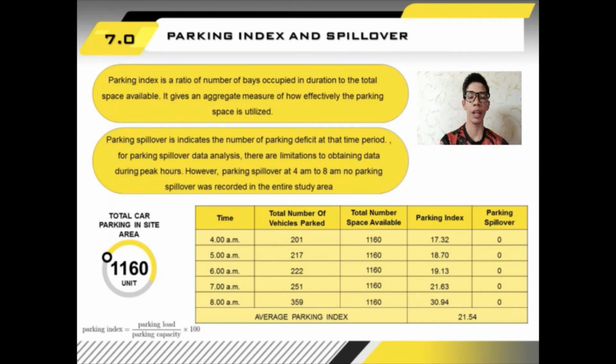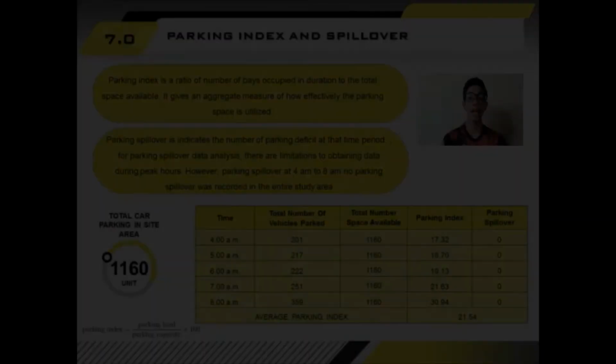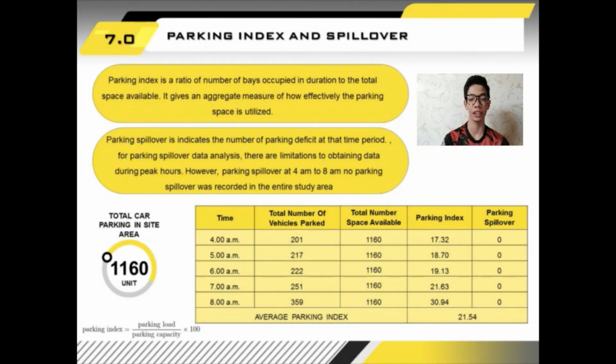At 5 a.m., 18.70. At 6 a.m., 19.13. At 7 a.m., 21.63. At 8 a.m., 30.94. As a result of this, the total parking index covers 1,160 units of car parking, excluding motorcycle and occupied parking, due to data limitation in a limited range of data. Consequently, the result discovered in this analysis found an increase in the utilization of parking in the study area.